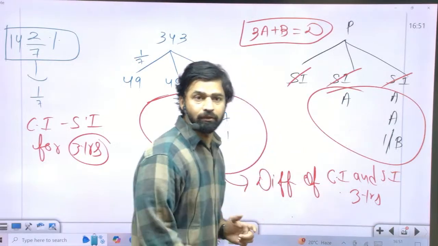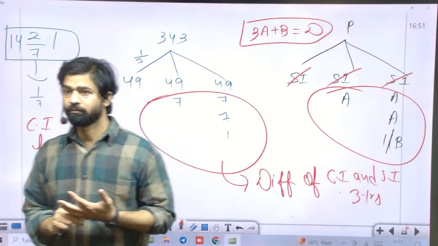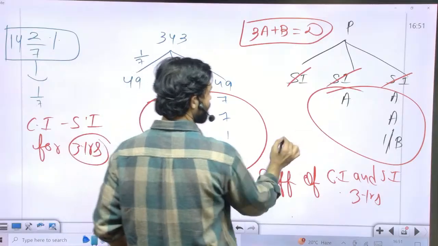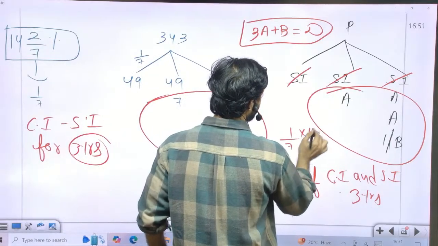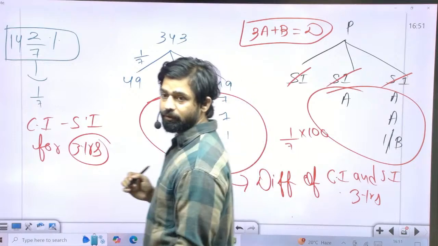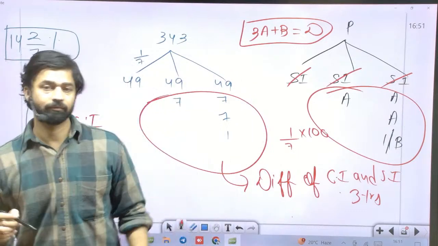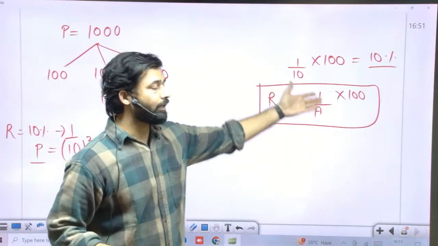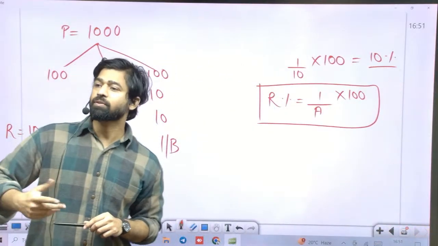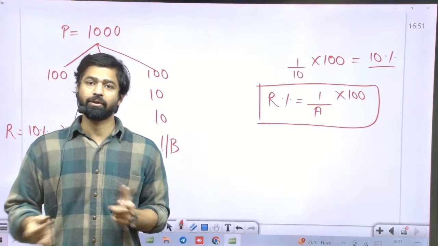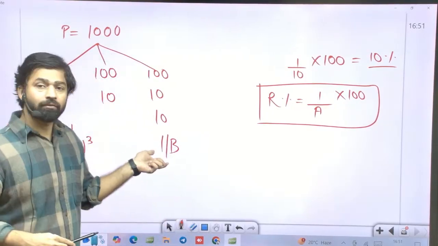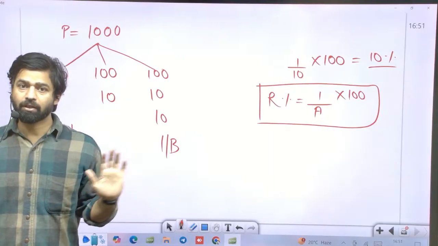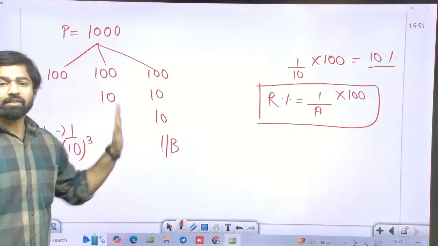See, isn't it? Do the rate of interest 1 by 7 into 100. You will get what? Again, you will get 14 and 2 by 7. So the rate of interest is what? 1 by A into 100. Or sometimes we can say B by A into 100, because we have two values here, 1 and B. Understood? Okay.